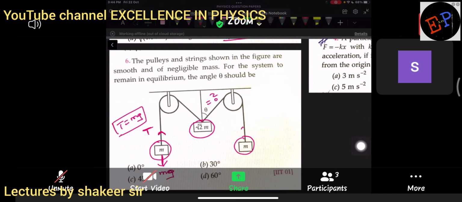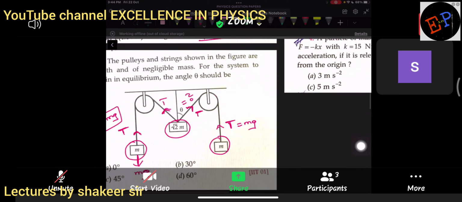Here also the same tension T should be acting. So here also I can say T is equal to mg. Now how much will be the tension here and here? There also T and T only. But this T, I will try to split into two components. This one, if I split into two components, this is T cos theta and this one is T sin theta. Similarly, there is one more tension. That tension also I will split into two components. This is T cos theta. This is T sin theta.